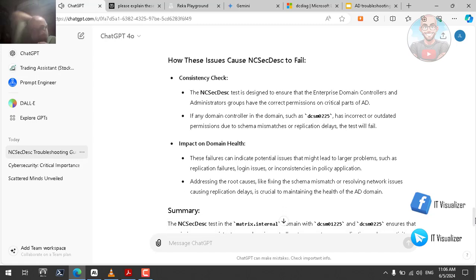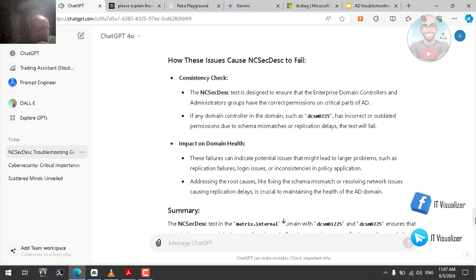Consistency check. The NC-SecDesc test is designed to ensure that the enterprise domain controllers and administrators groups have the correct permissions on critical parts of AD. If any domain controller in the domain, such as DCSM0225, has incorrect or outdated permissions due to schema mismatches or replication delays, the test will fail.